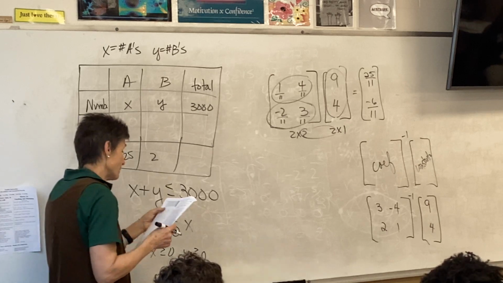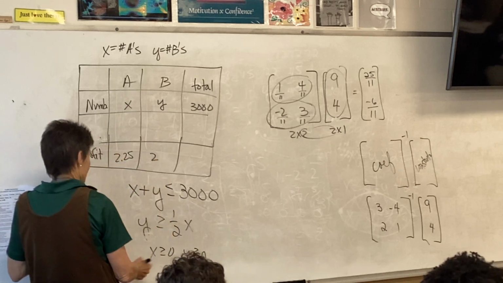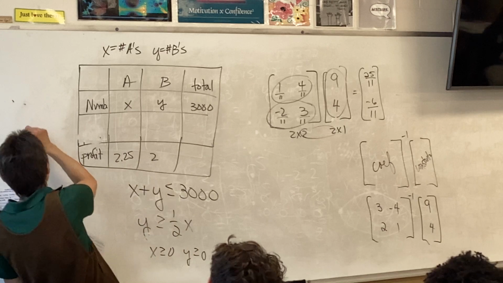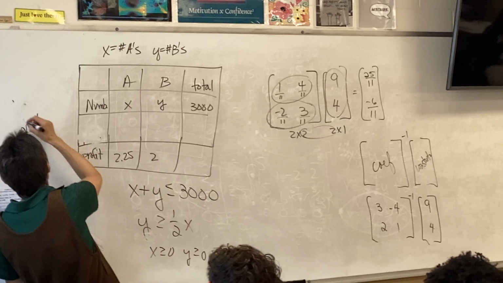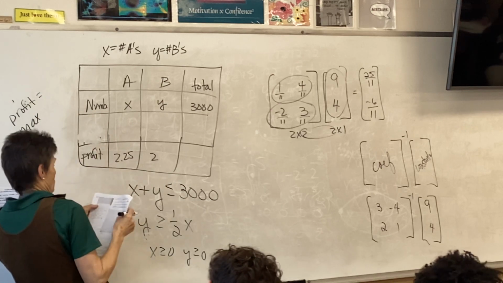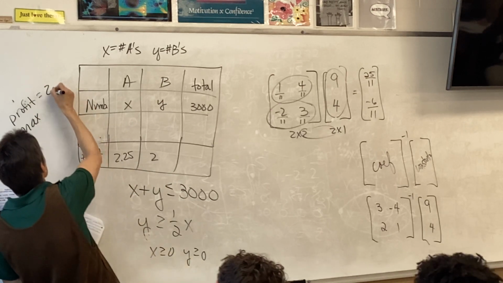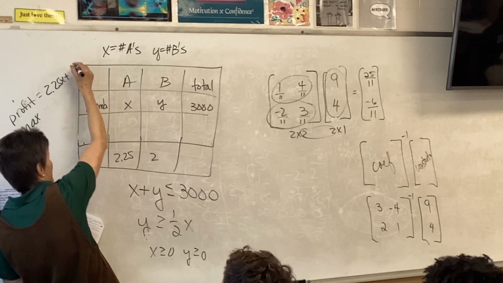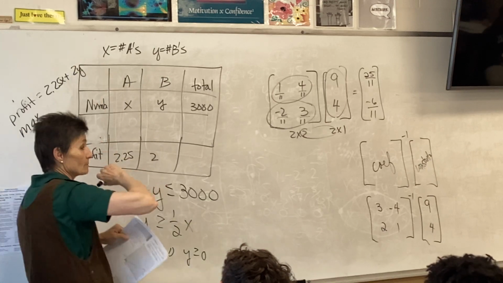All right, what am I trying to maximize? Profit. So my profit, which I'm trying to maximize, will be found by 225x plus 2y. Agreed?